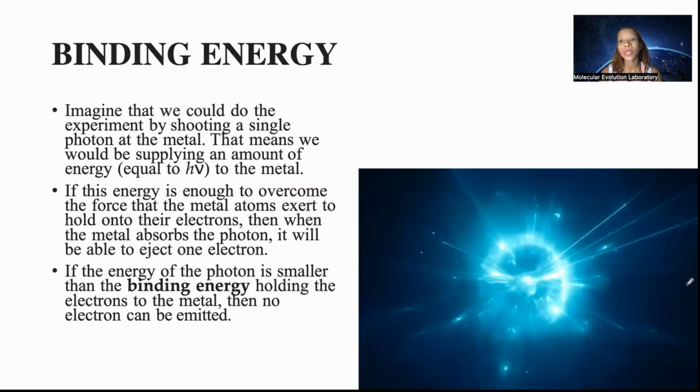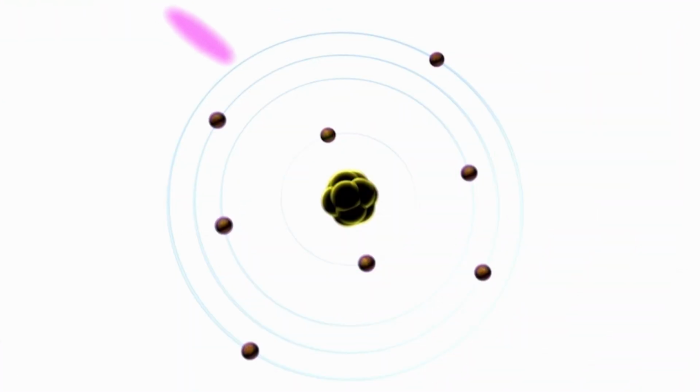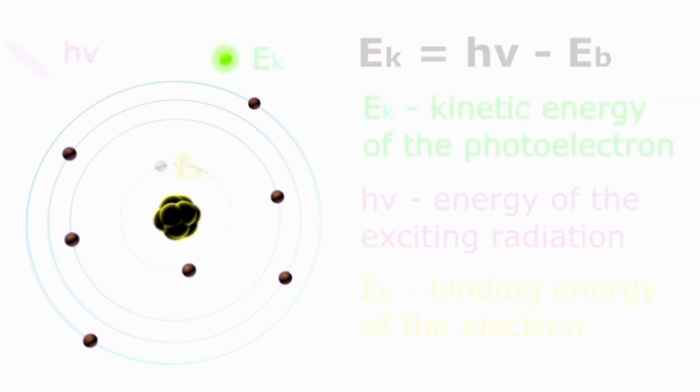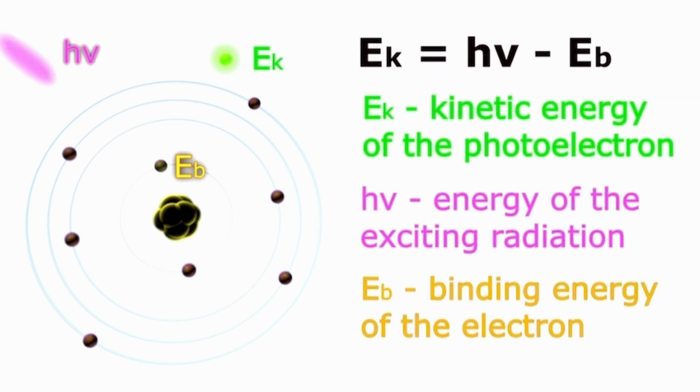So imagine you doing this experiment by shooting a photon on a metal. This simply means that you would be supplying an amount of energy which is equivalent to Planck's constant times the speed of light, or 3 times 10 to the 8 meters per second, to the metal. If this energy is enough to overcome the force that the metal atom exerts to hold onto their electron, then when the metal absorbs the photon, it will be able to eject one electron.